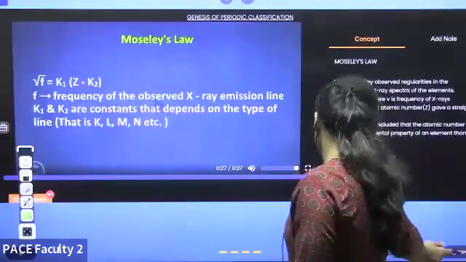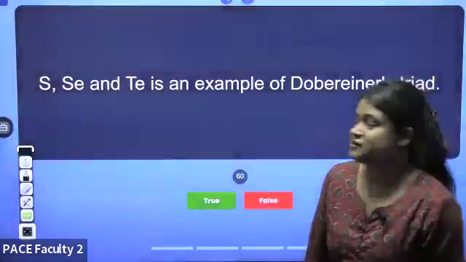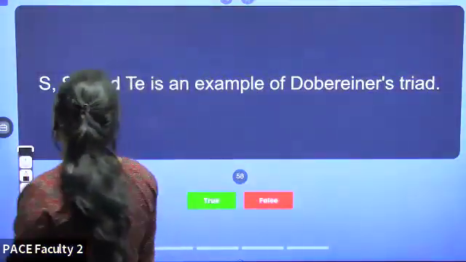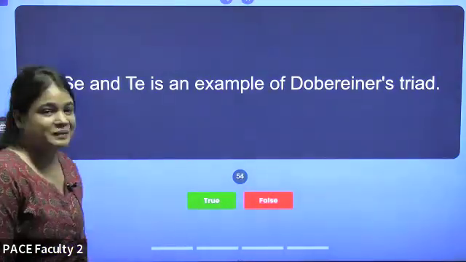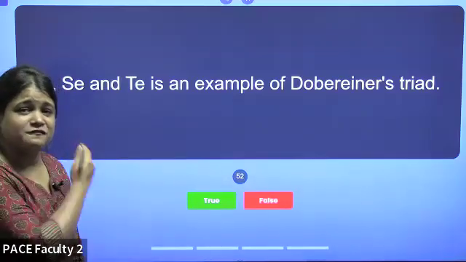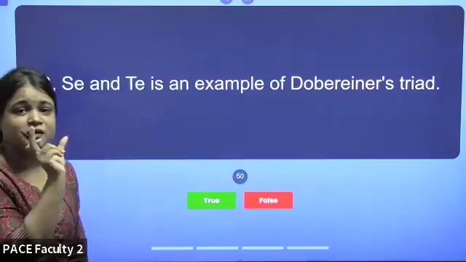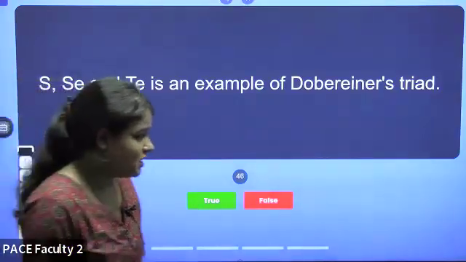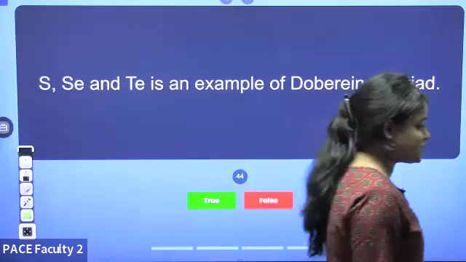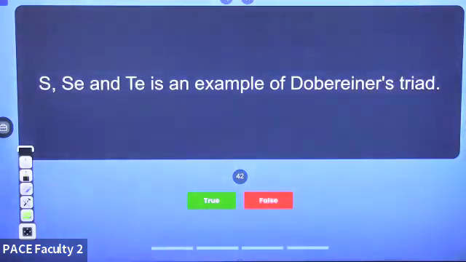All right, I'm starting. First question, let's get ready to answer. Sulfur, selenium and tellurium are an example of Daubeney's triad. I gave you two examples. Did Daubeney describe sulfur, selenium and tellurium in a triad? True or false? Okay, quickly let's see the answers.